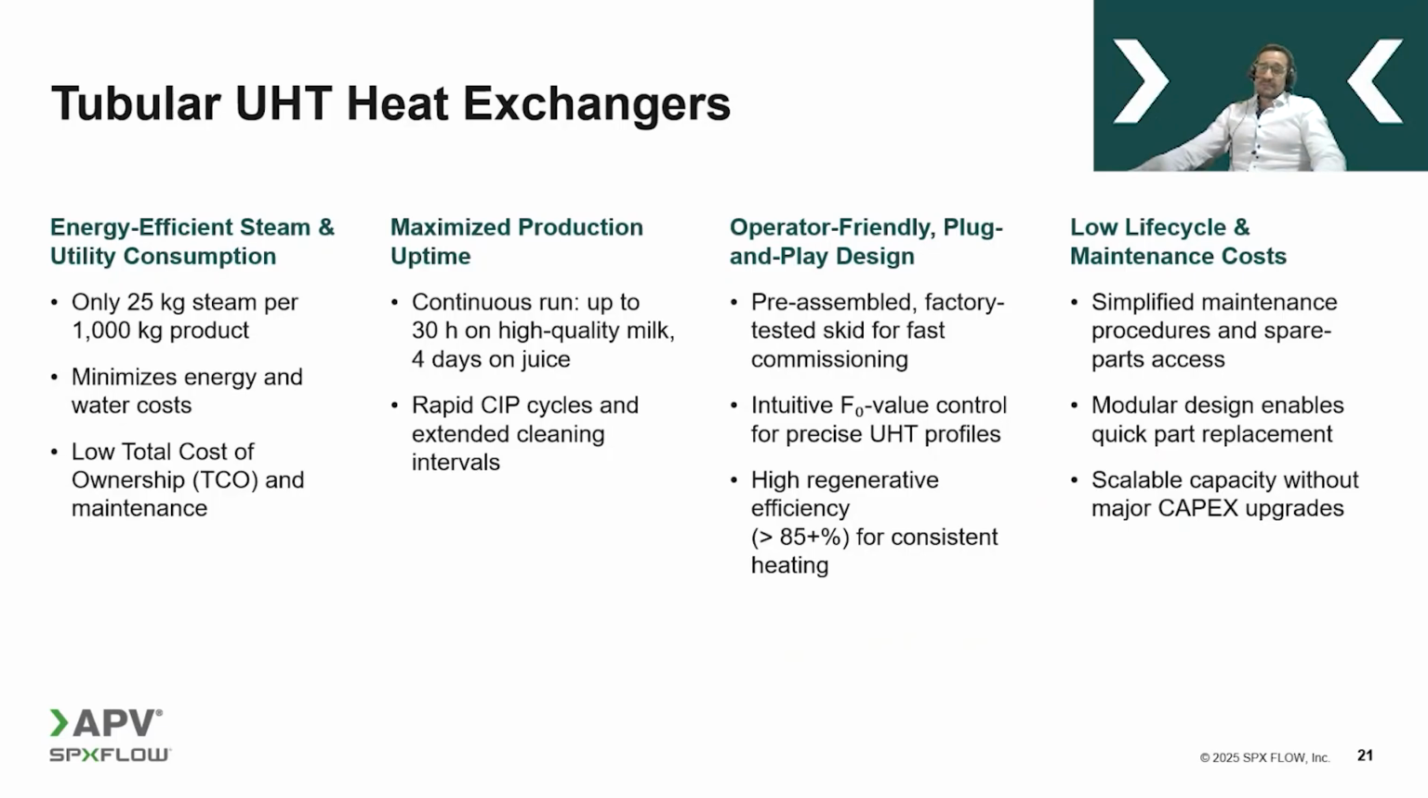Second, production uptime. In some scenarios, our technology can run up to more than 30 hours continuously on high quality milk. That is impressive. But we have even achieved more hours on clear juices. We're able to provide fast CIP cycles, and in that way extend the cleaning intervals.